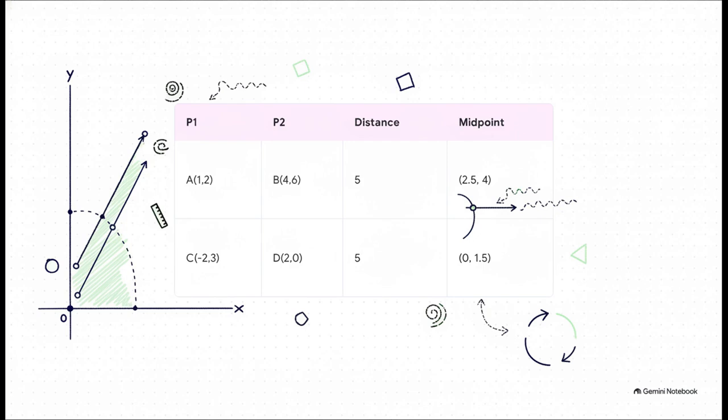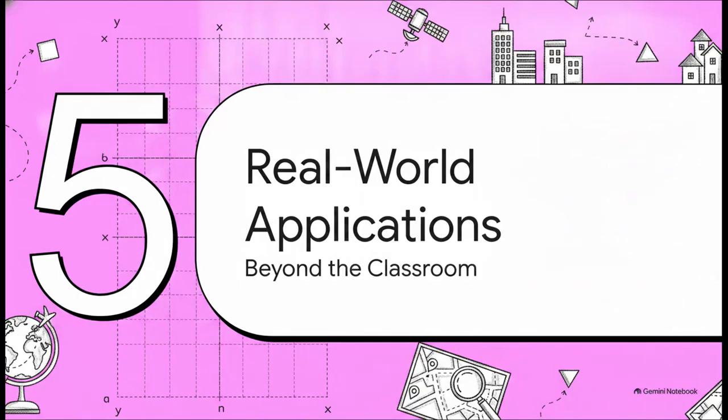And if we test points C and D, jumping across entirely different quadrants with negative numbers, the calculated distance is again exactly 5 units, and the midpoint lands right on the y-axis at (0, 1.5). These mathematical rules, guys, no matter how much the numbers change or jump across the map, they work with absolute reliability every single time. And that takes us to our final section, real-world applications.